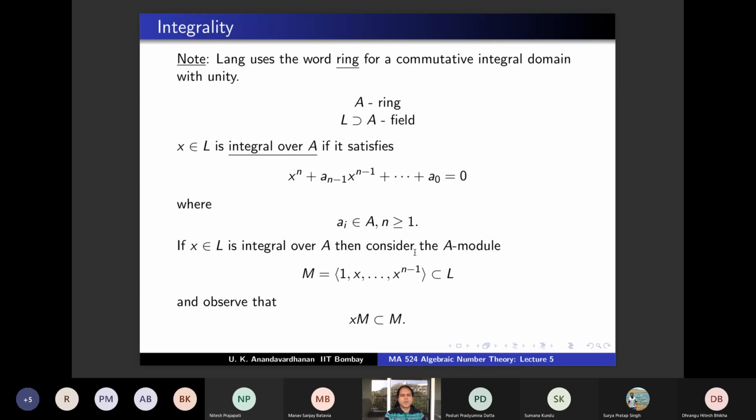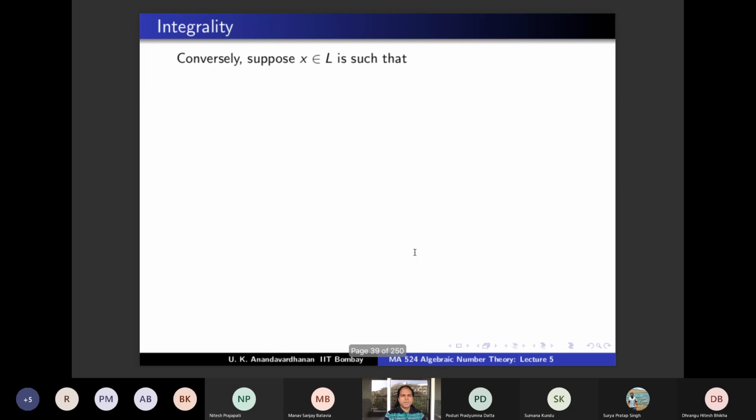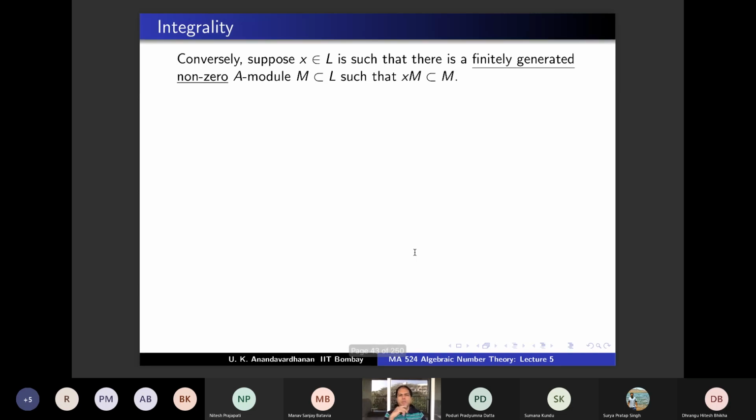And we want to say that the converse is true. Conversely, suppose x is some element in L, this field containing A, such that there is a finitely generated non-zero module M contained in L such that this property is true: xM is contained in M. This is what we proved earlier, no? If x is integral, then we proved there is such a module. That was obvious. Now suppose there is such a module with this property, finitely generated non-zero. We want to show that x is integral.